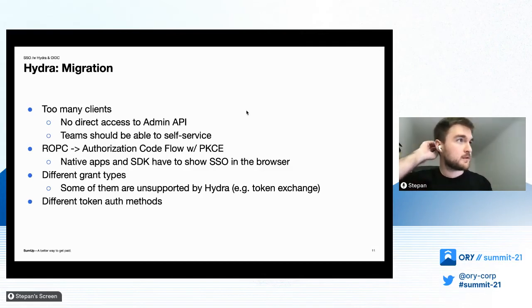And all of these clients have different token authentication methods. It means that some pass client credentials through authorization headers, some pass them in the payload. Some just don't have them, like public clients which don't have any token authentication method. So you have to consider that.